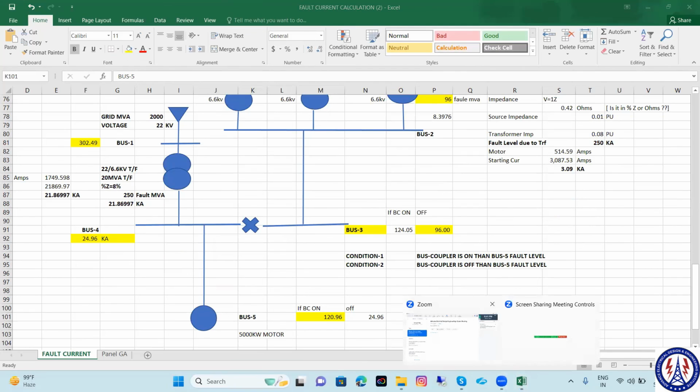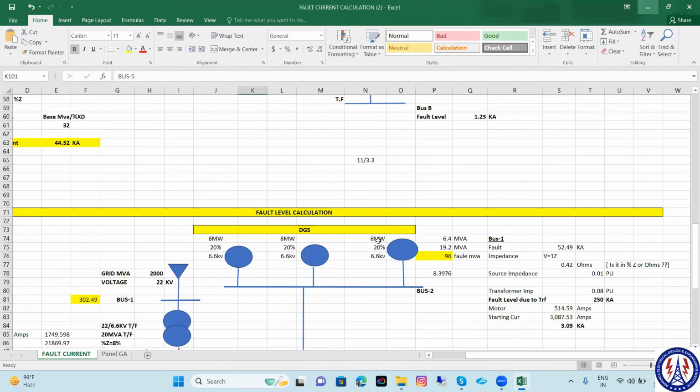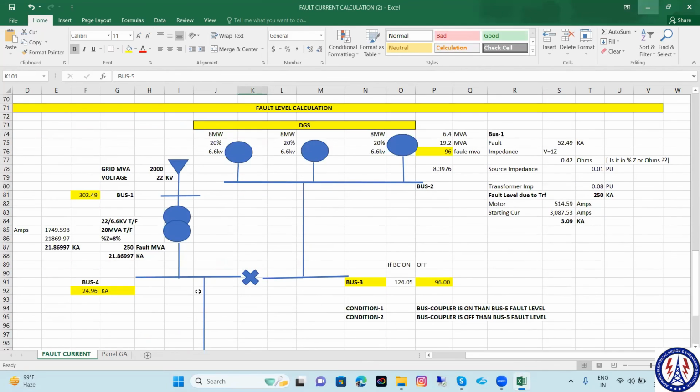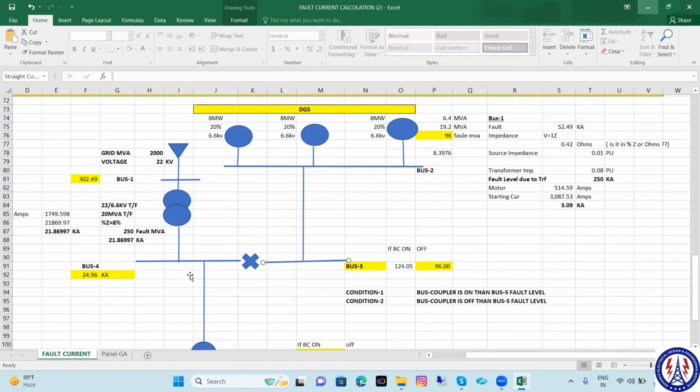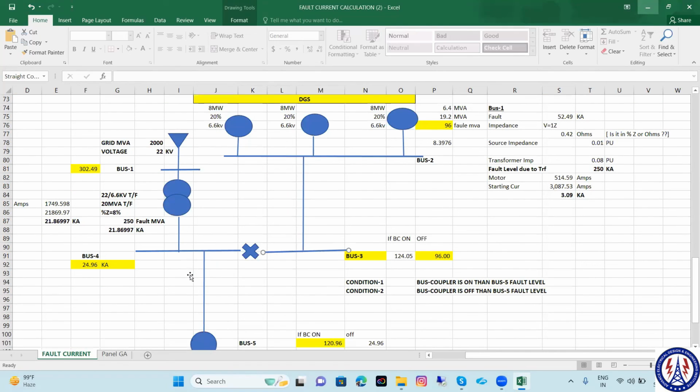Right? I hope you are getting this. If you are really getting this, just do this exercise. I want the fault current at bus 3 when all the DGs are in running condition and the bus coupler is off in one condition, and in the second condition the bus coupler is on. If you really understand this, then you can easily do this. Just understand the concept.